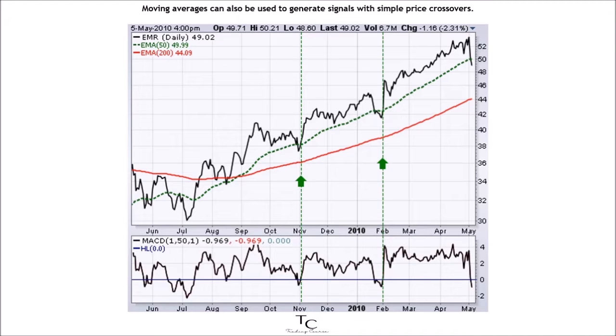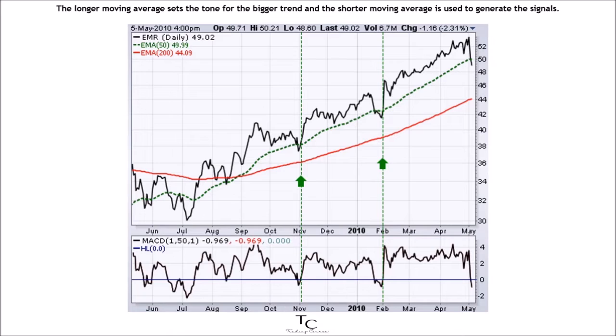Moving averages can also be used to generate signals with simple price crossovers. A bullish signal is generated when prices move above the moving average. A bearish signal is generated when prices move below the moving average. Price crossovers can be combined to trade within the bigger trend.